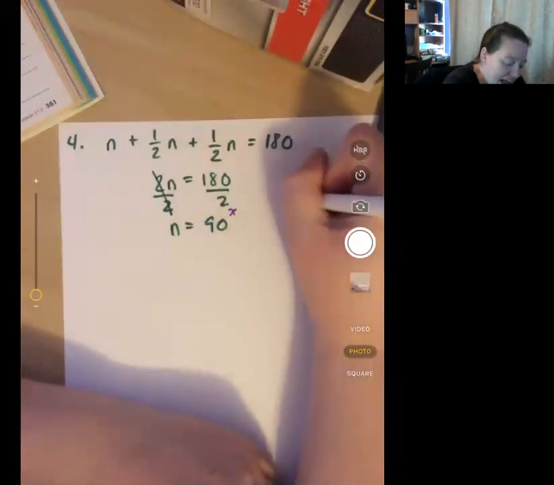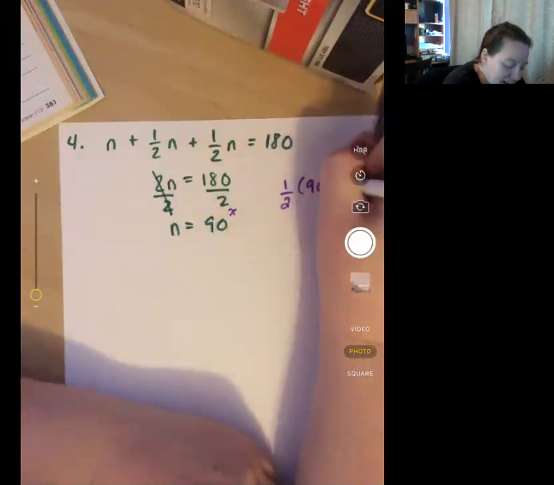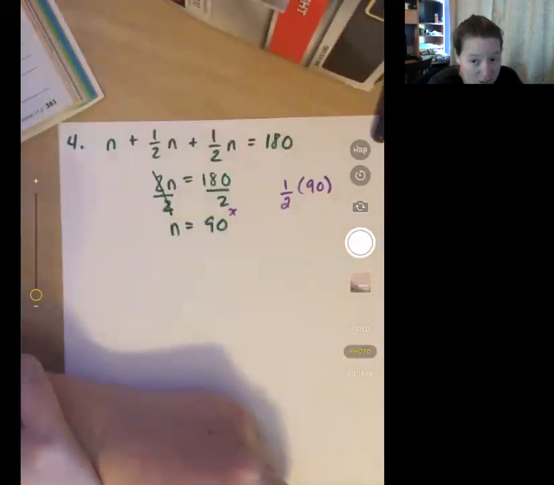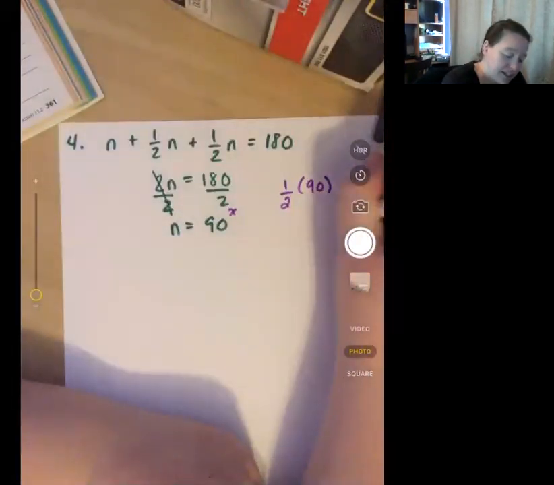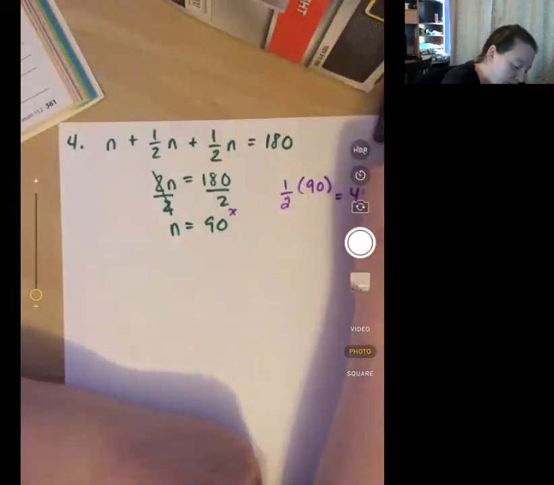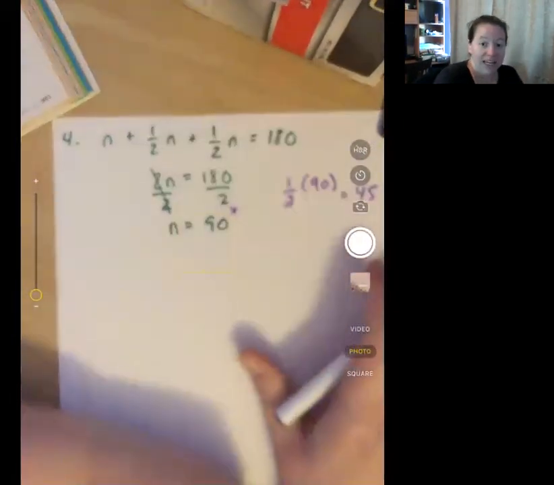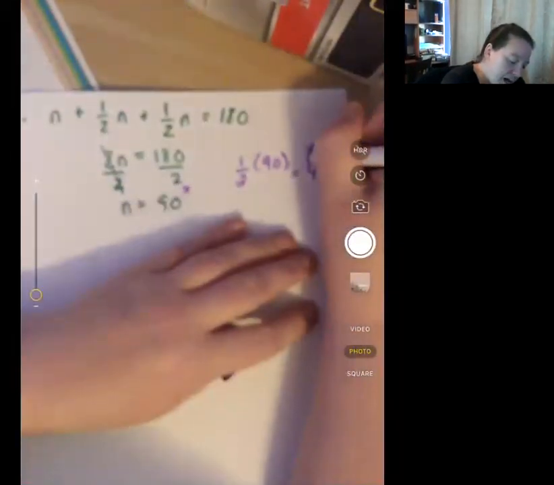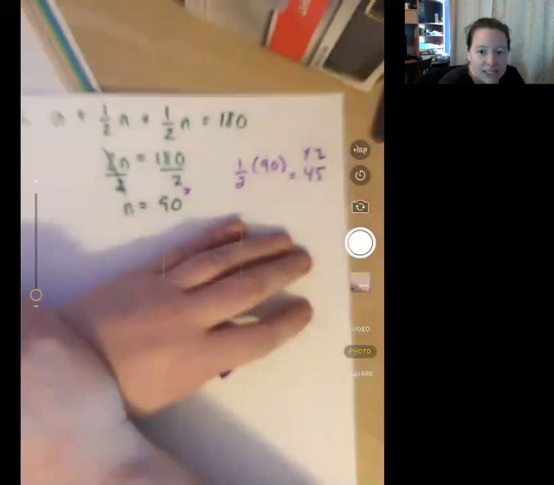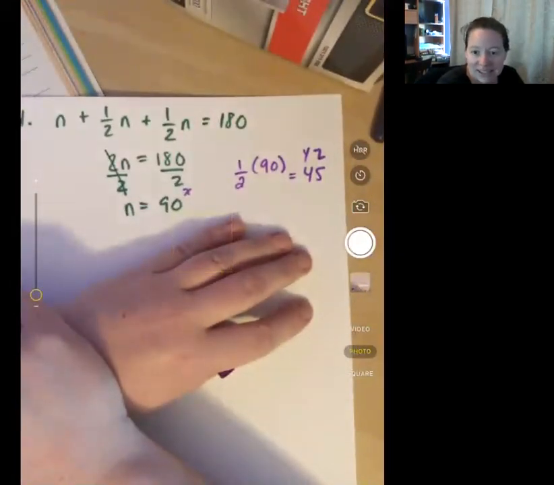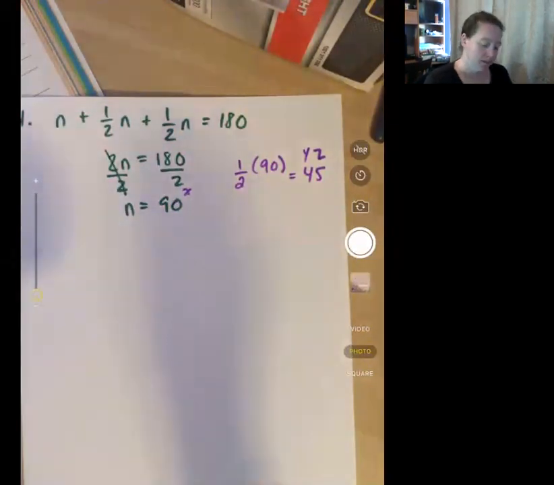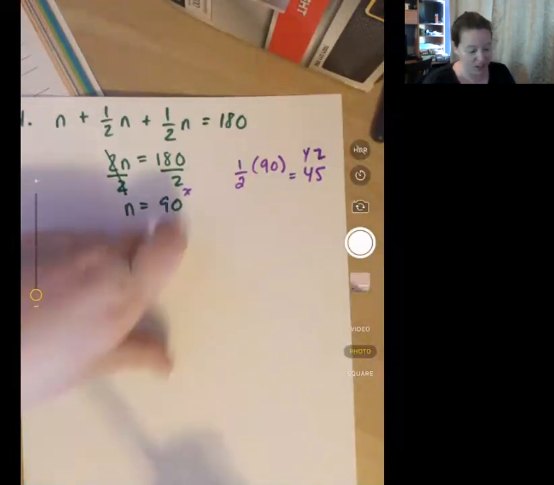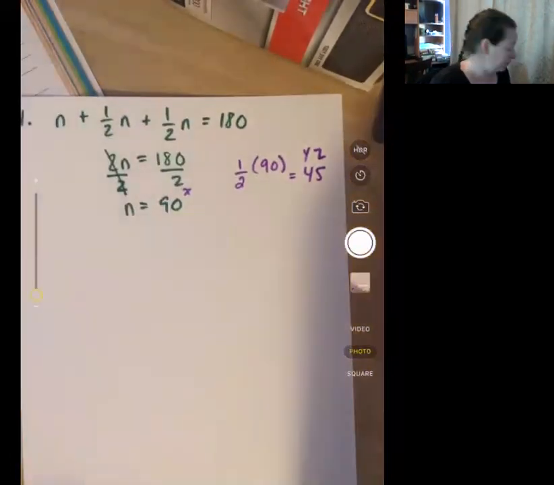So I have 1/2 times 90. So I can just do 90 divided by 2, because that's actually what it is equal to. It is still 90 divided by 2, which is 45. So my answer for my other two angles, for both y and z, is 45, because it's exactly the same. Okay? So x ended up being 90, y and z ended up being 45.